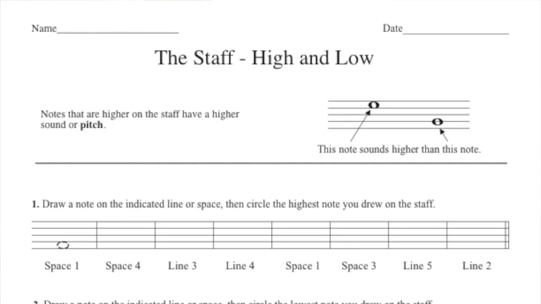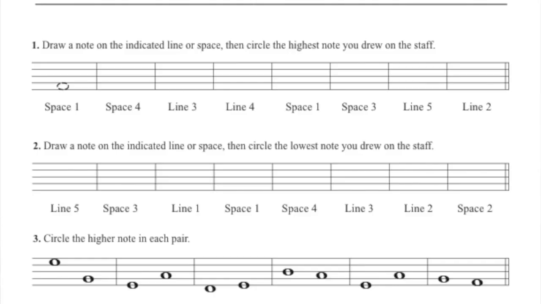So for number 1, draw a note on the indicated line or space, then circle the highest note that you drew on the staff. For number 2, draw a note on the indicated line or space, then circle the lowest note that you drew on that staff.